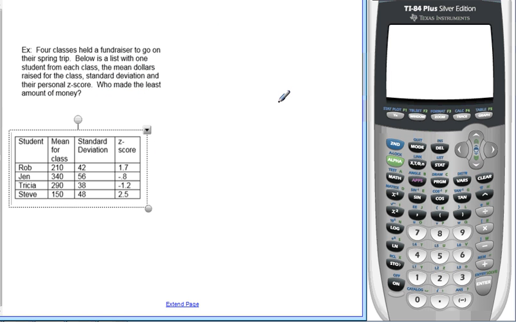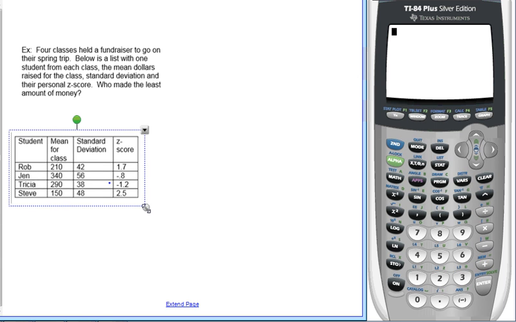Okay. 4 classes held a fundraiser to go on their spring trip. Below is a list with 1 student from each class, the mean dollars raised for the class, standard deviation, and their personal z-score. Who made the least amount of money? Let's make this a little bit bigger.